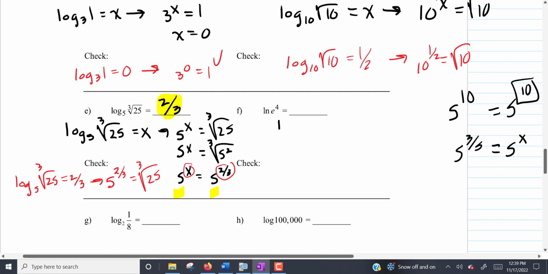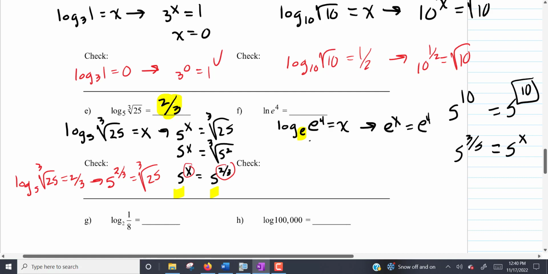Now I would write this. If you have a natural logarithm, it's helpful to write that as log base e. ln is the same thing as log base e. ln is an abbreviation. Now we're going to set that equal to x, like this, and then we're going to write this in exponential form. So when we write that in exponential form, it'll say e to the x equals whatever's left over, e to the 4th.